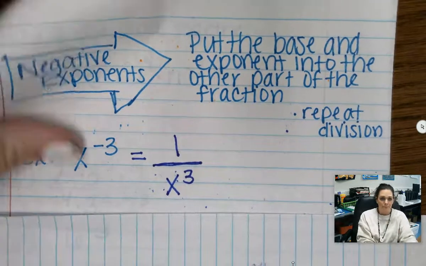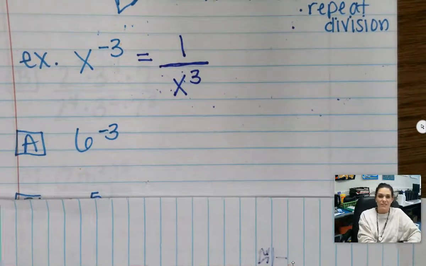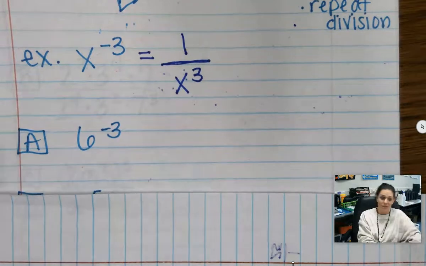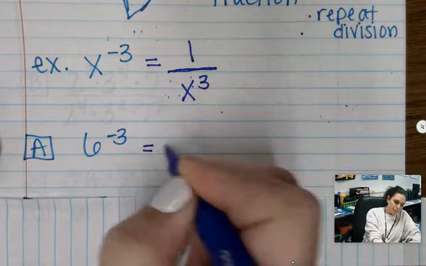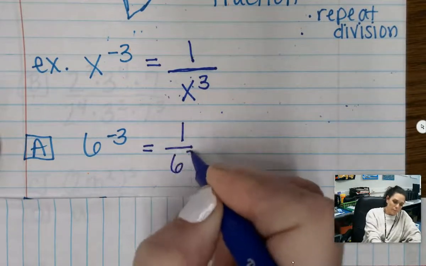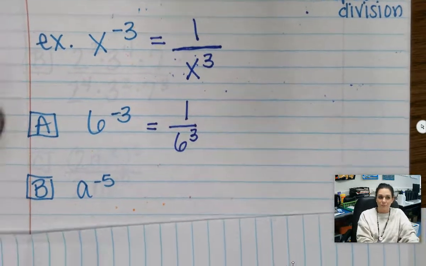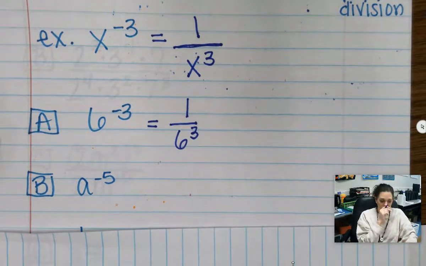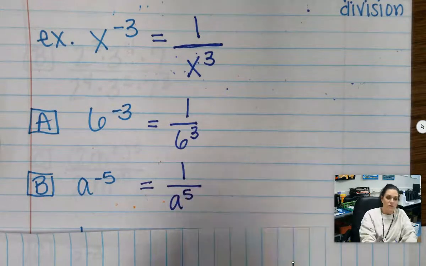Let's try this again. We have 6 to the negative third. So it's not saying 6 times 6 times 6. It's saying 1/6 and 1/6 and 1/6, because this is division. So it would end up 1 over 6 cubed. All right, let's try another one. a to the negative fifth becomes 1 over a to the fifth.